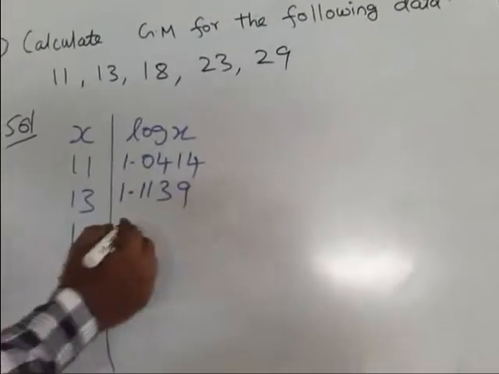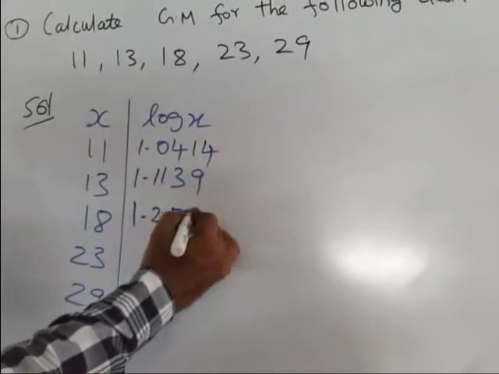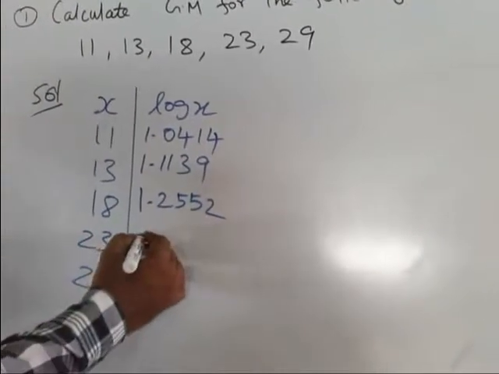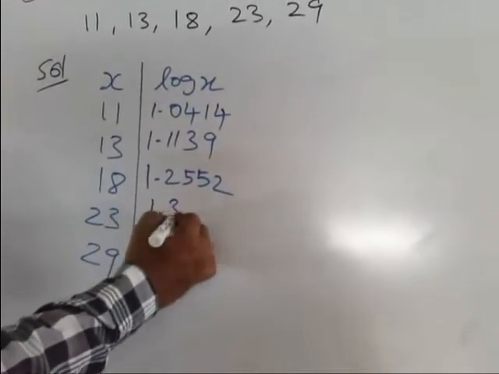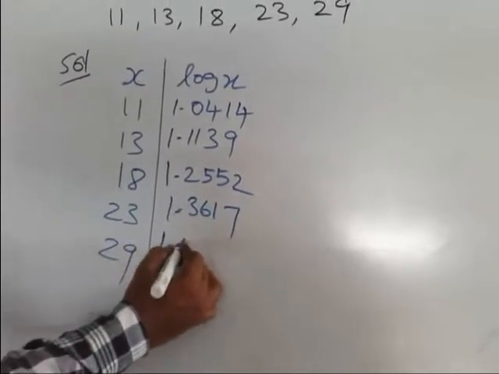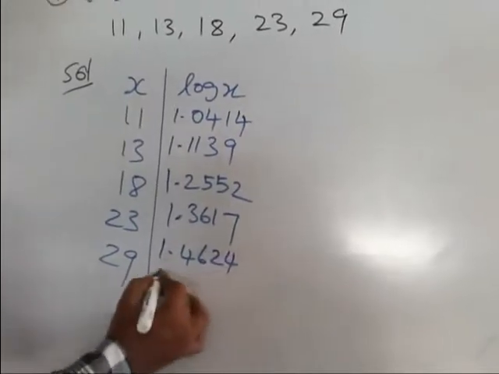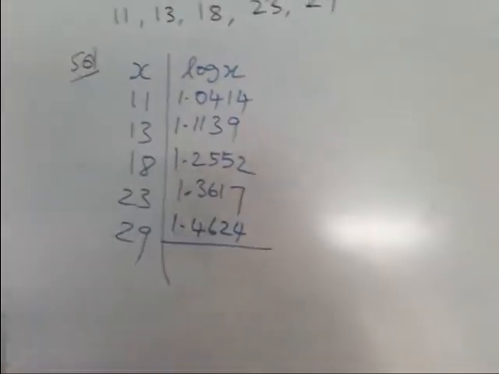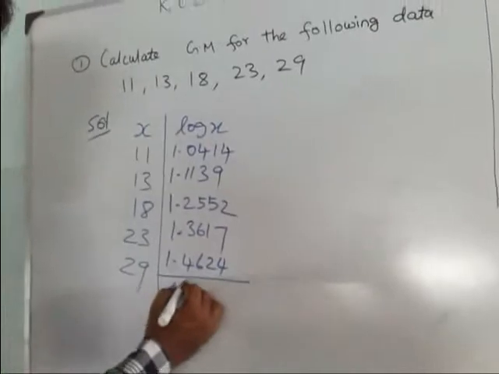Similarly, log 18 is nothing but 1.2552. Now log 23 is 1.3617. Likewise, log 29 is 1.4624. Okay. So now what do you do? You add all these values. That is our summation log x.